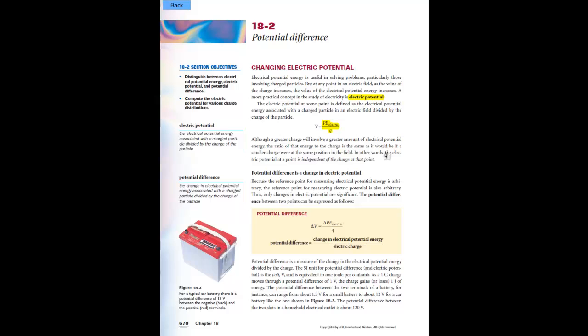Now, at any point in an electric field, the bigger the Q, the bigger the electric potential energy. And that ratio winds up being the same regardless of the size of the charge I put in that spot. So electric potential is independent of the charge at any particular point. Whether it's a big charge or a small charge, the ratio stays the same.